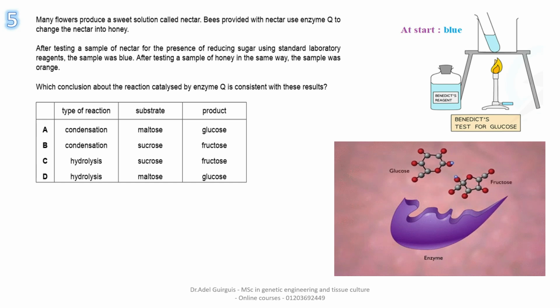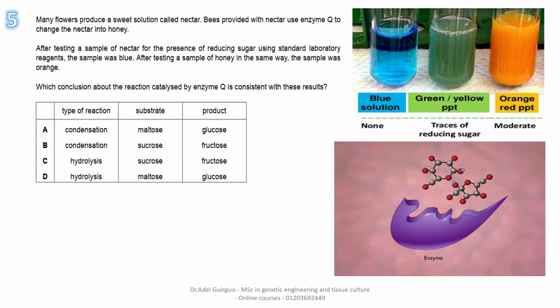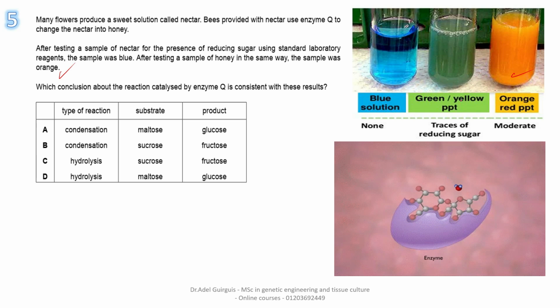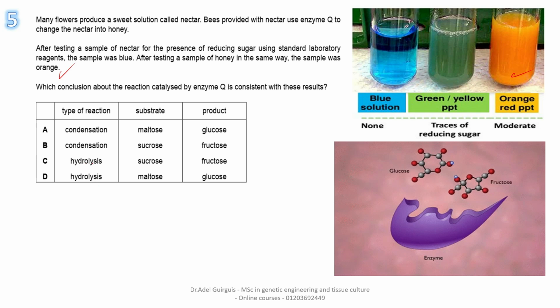After digestion, after the change inside the digestive system of bees, it changes into what? Into honey. It gives a positive result with a different color, and the color stated here was orange, according to the concentration of reducing sugar present in the test. Now, which conclusion about the reaction catalyzed by enzyme Q is consistent with these results? Sure, the reaction is hydrolysis.